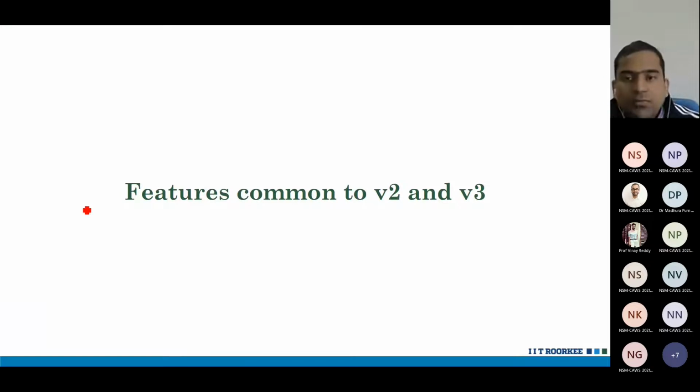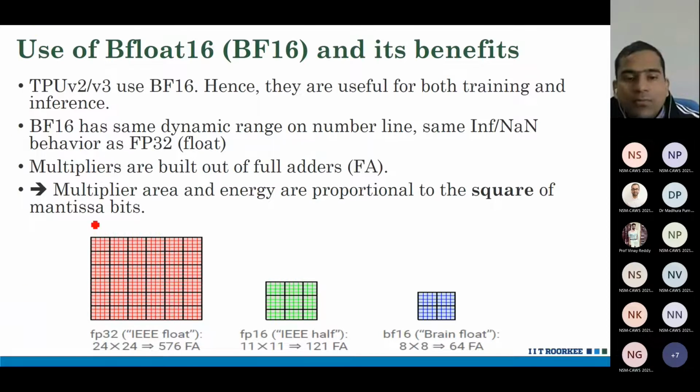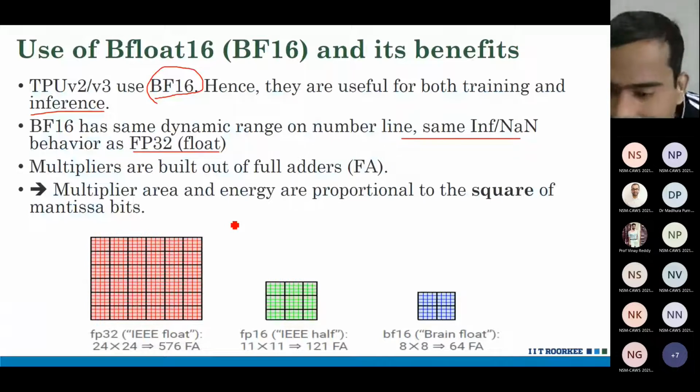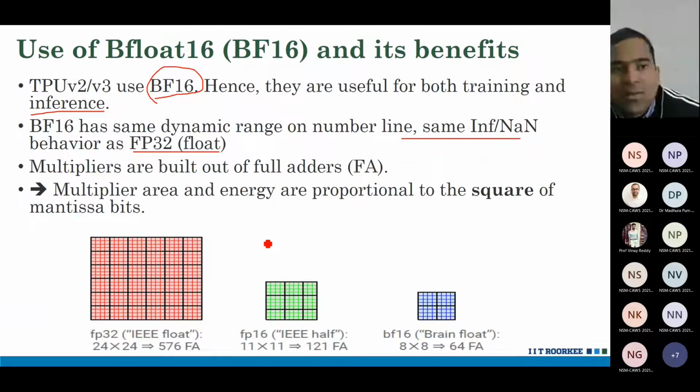So let us discuss the features common to version 2 and version 3. TPU version 1 used int 8, whereas version 2 and 3 provide support for BF16, also called brain floating point 16. Hence they were useful for both training and inference, whereas version 1 was useful only for inference. You cannot do training on TPU version 1. BFloat16 has the same dynamic range on the number line, same infinity and NaN behavior as FP32. Last week I also discussed this floating point number system, which is extremely important if you want to do any deep learning. So I hope you remember that.